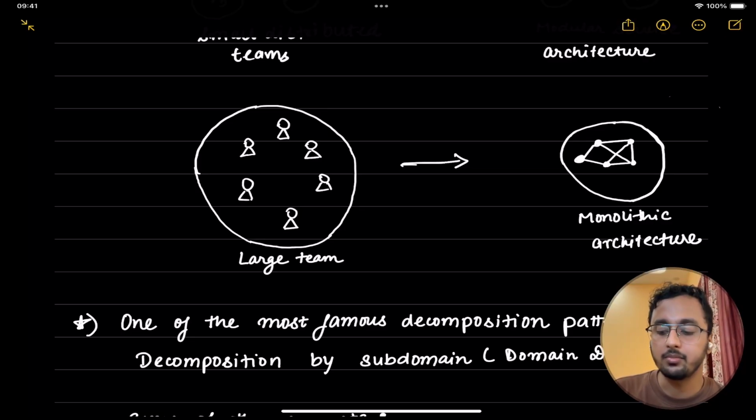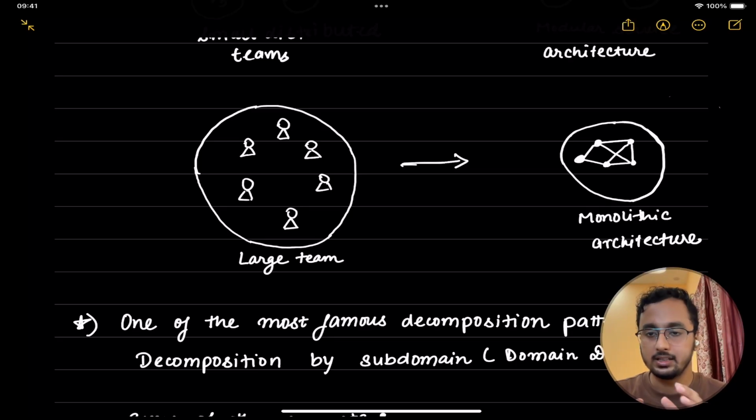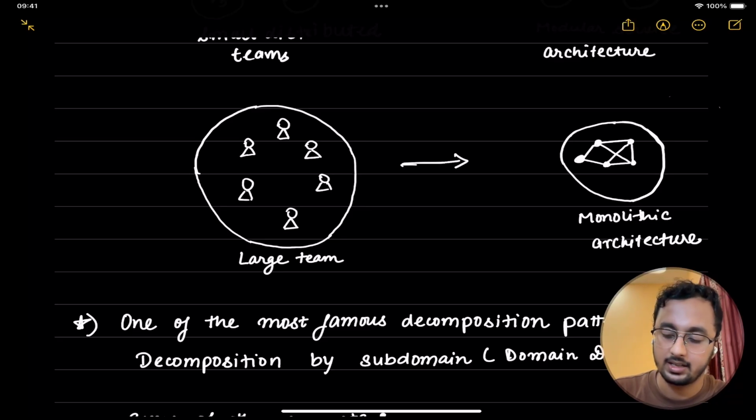From day one, no one is going to think about separating. People are given a task, they do it, and they do it mostly in the same code base. So it usually leads to a monolithic architecture, as shown in the picture here.